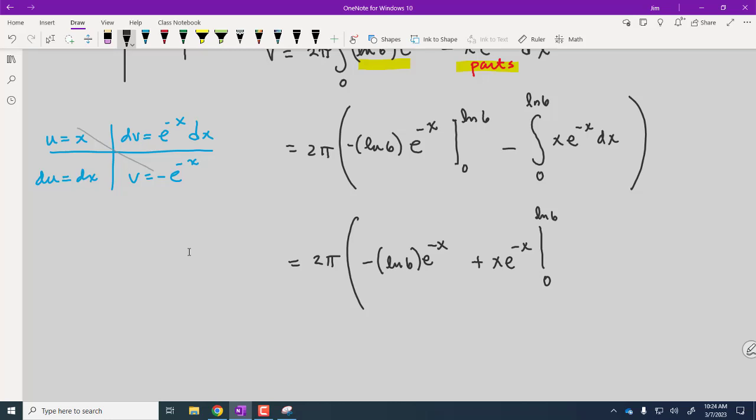So uv minus the integral of v du. But we already have a minus in front of that, so it's minus a minus, which makes that plus. And then we look at v du, and oh gosh, v du is negative, so then it switches again to a minus. So we've got 3 minuses there. So we're going to have minus integral e to the negative x dx.